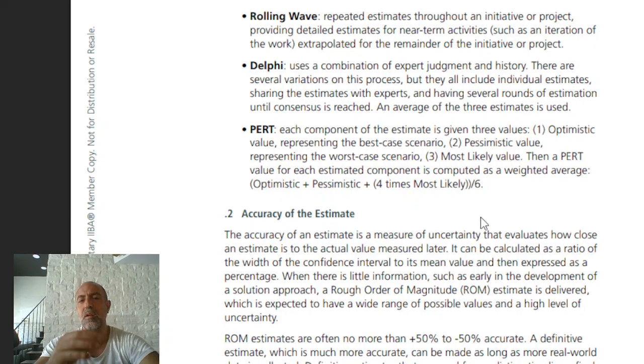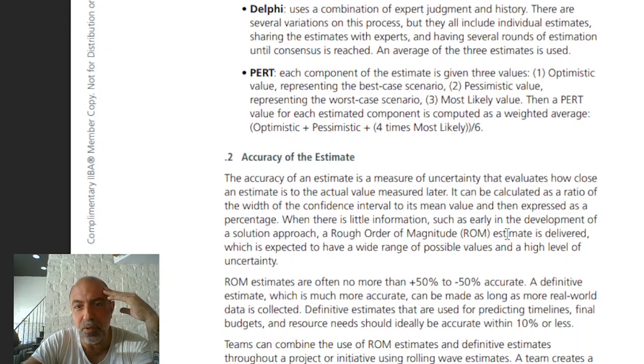And so the Delphi, you get experts and you tell them to give you information, and based on that you estimate. And the PERT, you pick an optimistic value, a pessimistic value, a most likely value. And then basically you average them out.